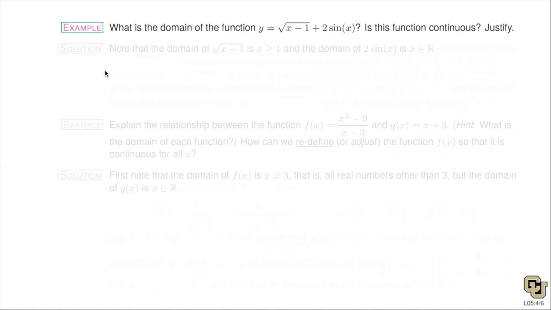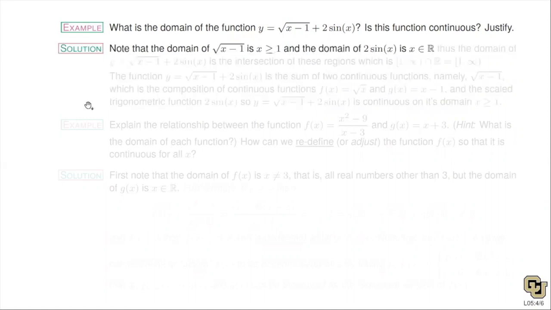So first, let's figure out where this function even makes sense. So for the domain of the square root of x minus 1, for an even root, we cannot take the even root of a negative number. So we need x minus 1 right here under the root to be greater than or equal to 0, and that's true when x is greater than or equal to 1. And the domain of the trigonometric function sine of x is all reals.